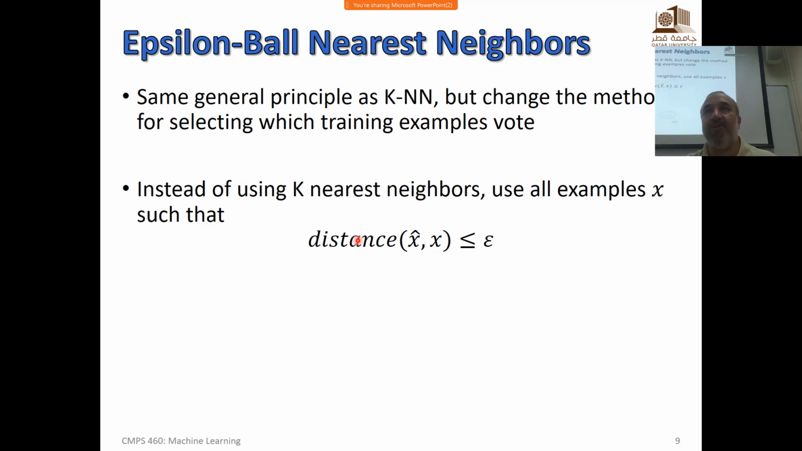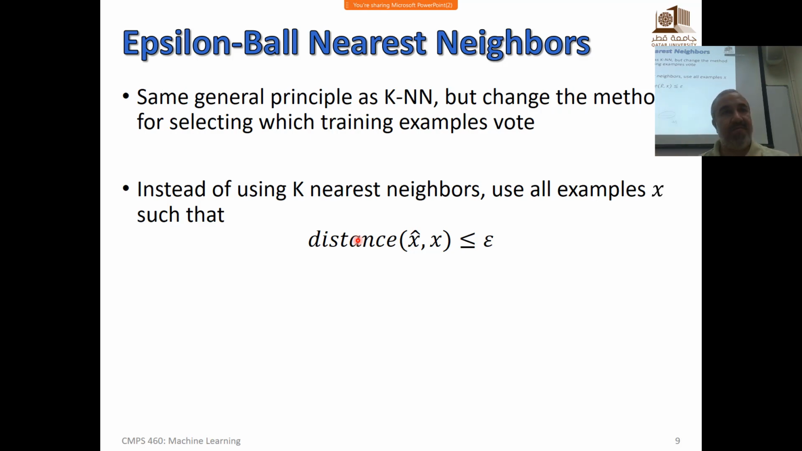For example, I will say, give me all the points within 0.7 from the test point. All the points within 0.7 from the test point, I will consider them in predictions, regardless of how many there are. So if there is 1, then I will take its prediction. If there are 7, I will take the majority. So for every test point, I might consider a different number of examples.